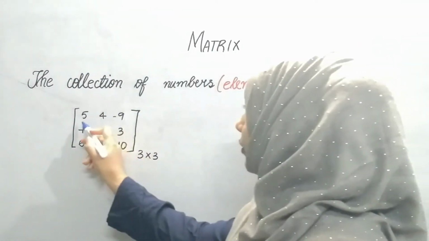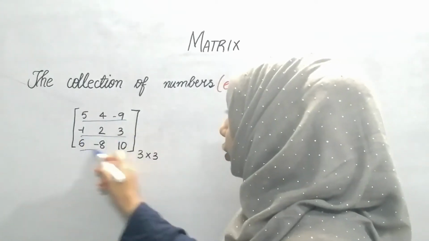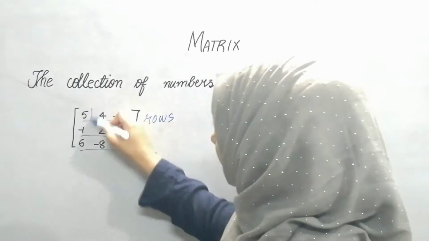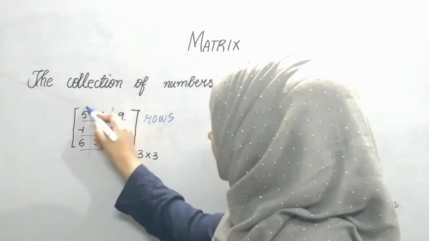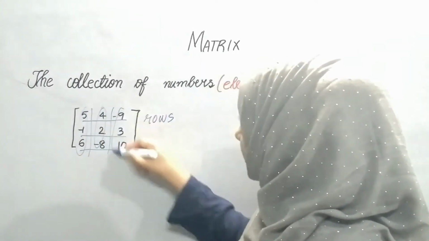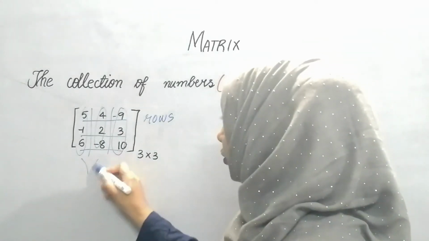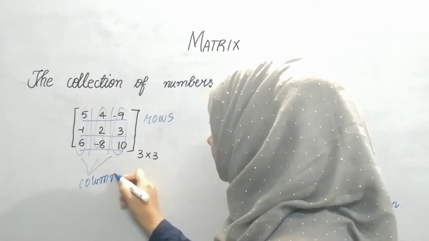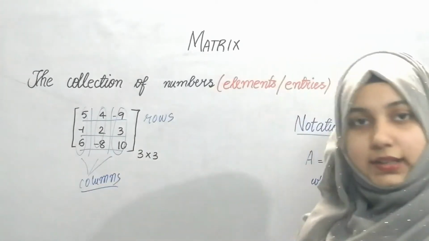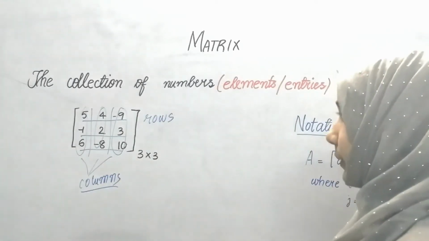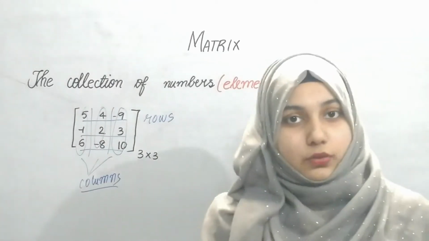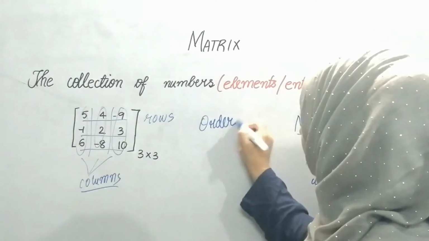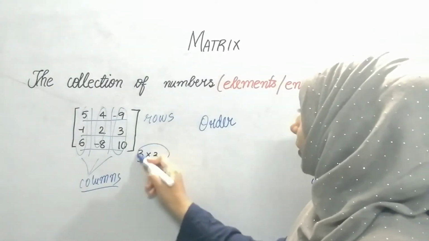A matrix will have what? Rows, right? These are nothing but rows. And these are nothing but columns, right? This is one column, this is one column, this is one column. These are nothing but columns. Right? So how do we represent a matrix, how do we represent the order of a matrix? Okay? Order. This is the order of a matrix.